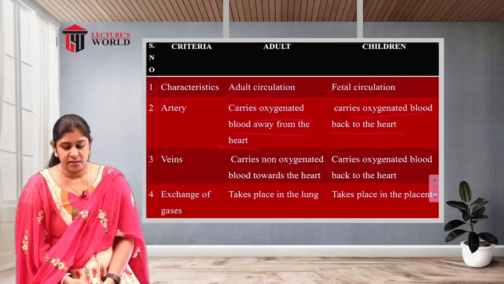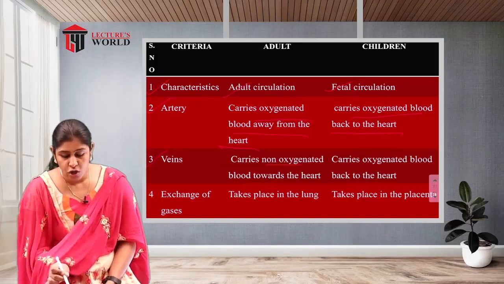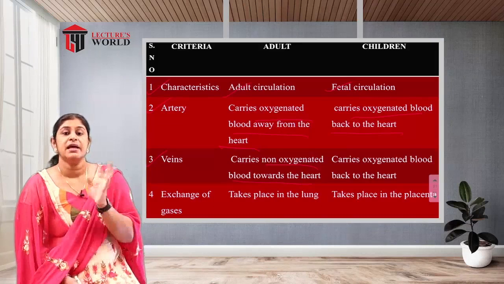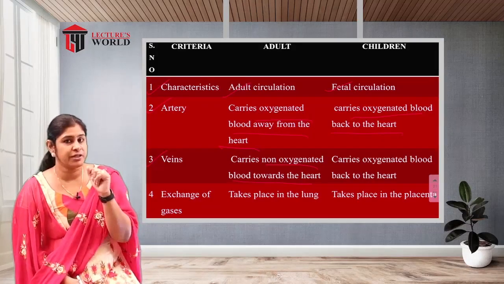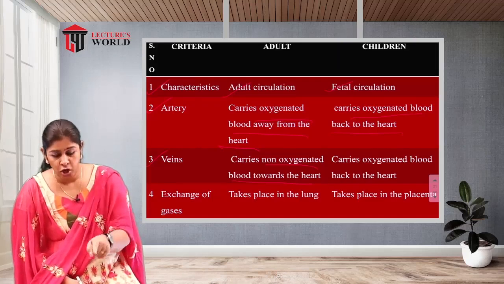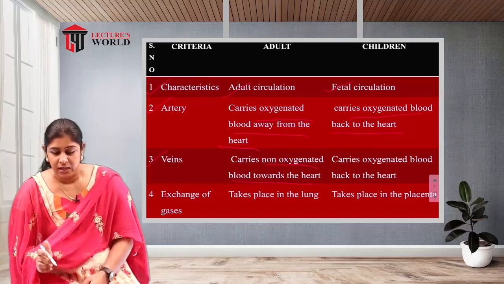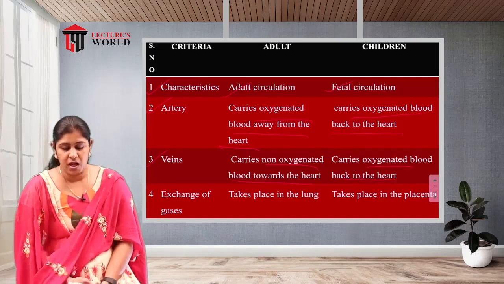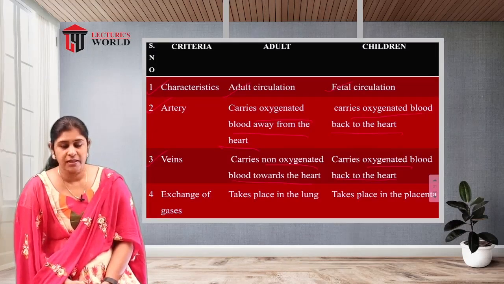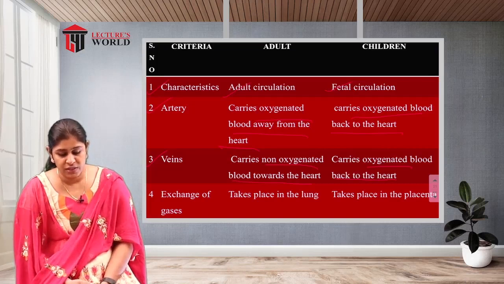Third is veins. Veins carry non-oxygenated blood towards the heart in adults, whereas arteries carry oxygenated blood. In children, veins carry oxygenated blood back to the heart. So these are the differences between adult and children.